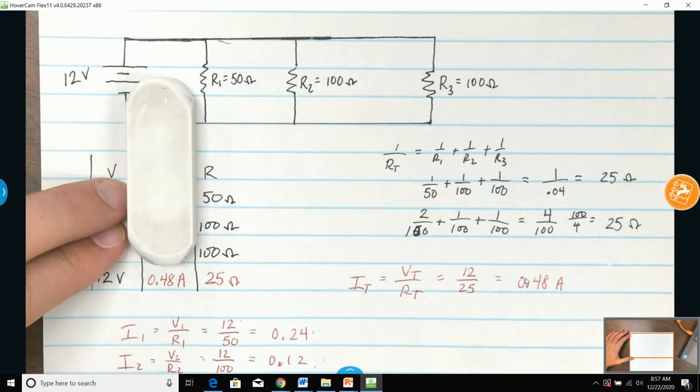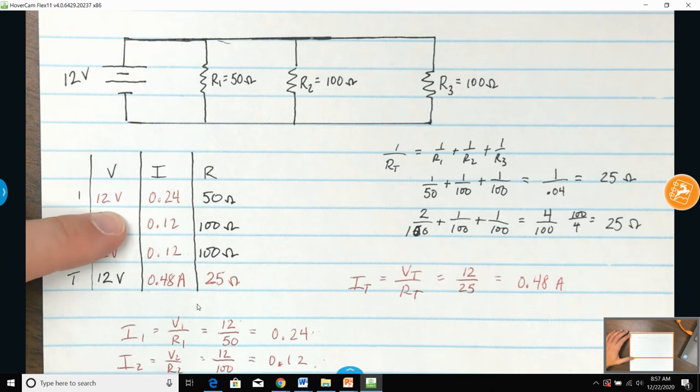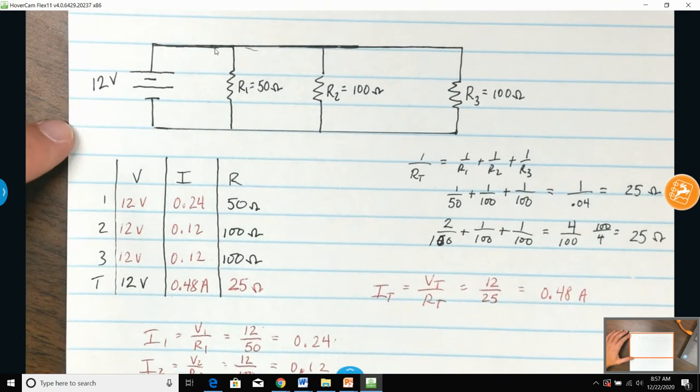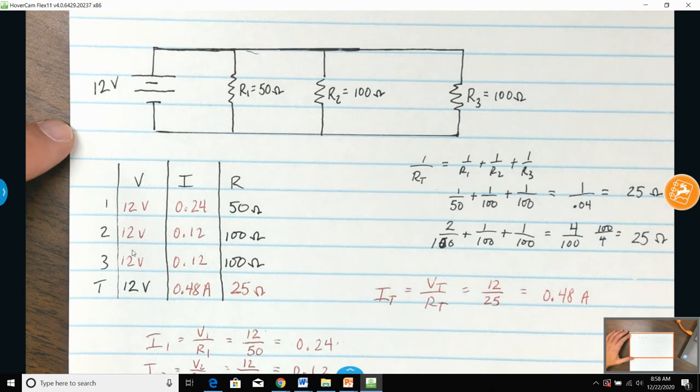Well, a series circuit was awesome because what we used to do is say, okay, once you figure out the current anywhere, it was the same everywhere. Not in a parallel circuit. But what is the voltage? For each branch here, the voltage is going to be 12. So we know the total, we got 12, 12, and 12.